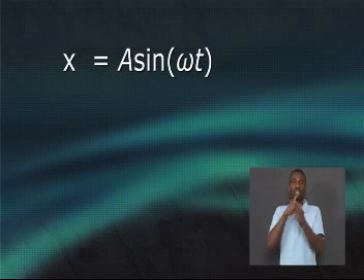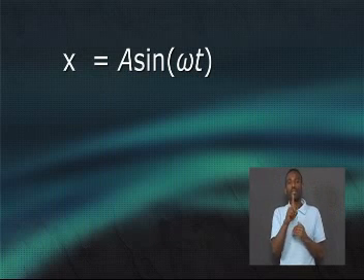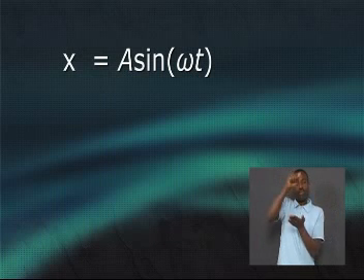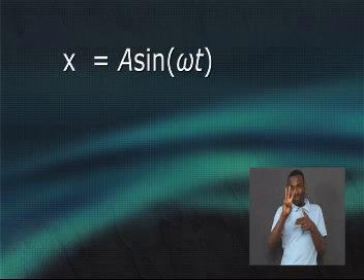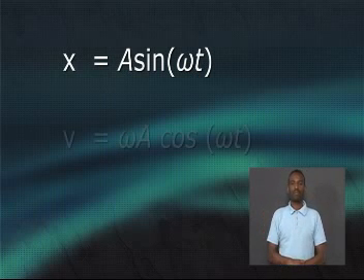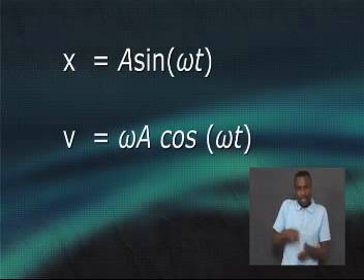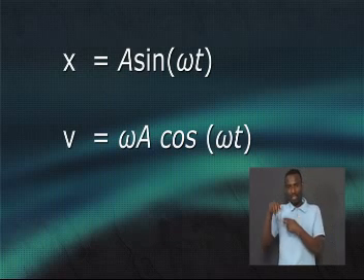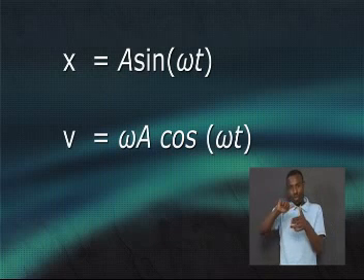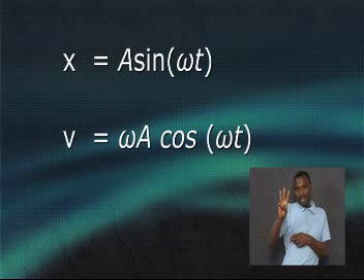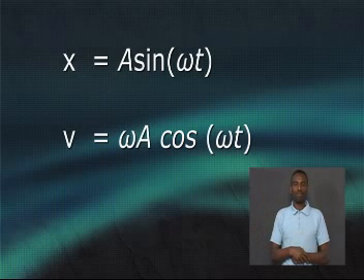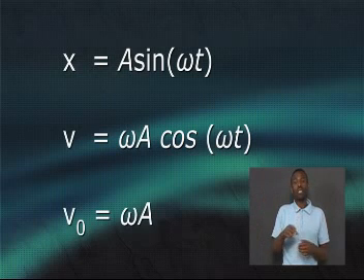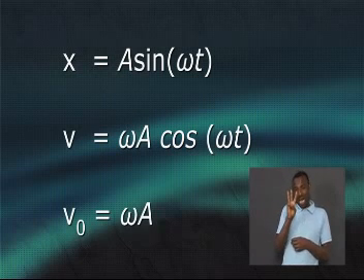The equation of the oscillation shown in this graph is x equals amplitude times sine of angular frequency multiplied by time. Therefore, the velocity is found by angular frequency times amplitude times cosine of angular frequency multiplied by time. The maximum size of velocity is found by angular frequency times amplitude.